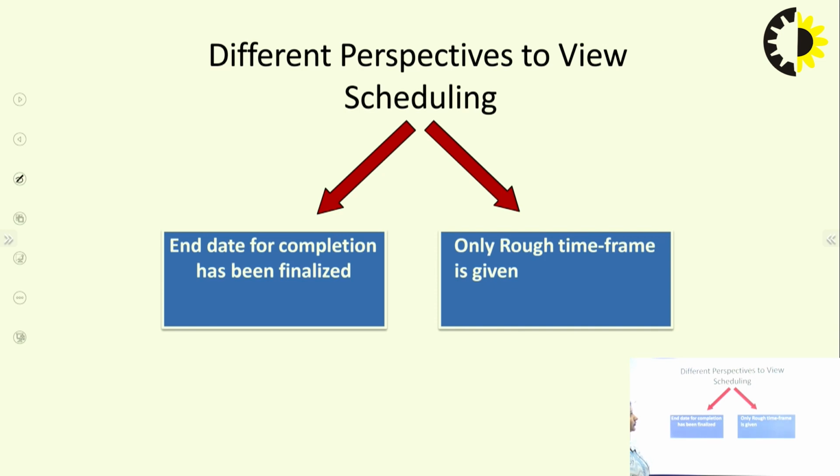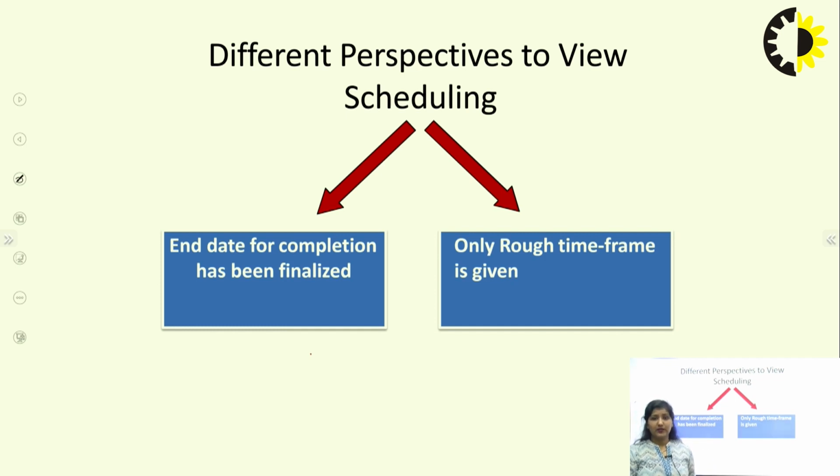Now, there are different views on this scheduling. For someone, the end date for completion has been finalized, while for others only a rough time frame is given. For someone, we give a hard bound value, like till the 15th of July your project must be completed, and for others only a rough time frame, like approximately the 15th of July the project can be completed. So we need to identify where we can have this rough time frame and where we need this final date.